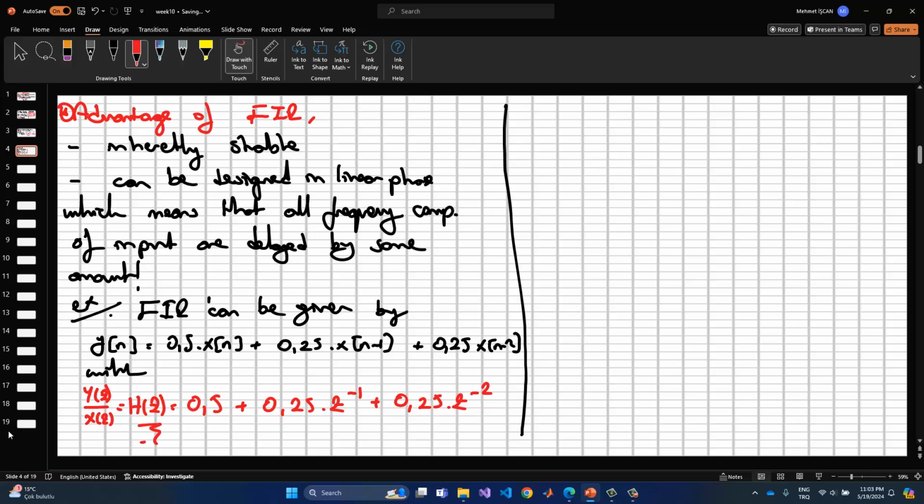This is the transfer function, and it is an open loop response, which means we don't have any closed loop poles or z domain roots. Then we can create a stable response here with linear phase components of these signals.